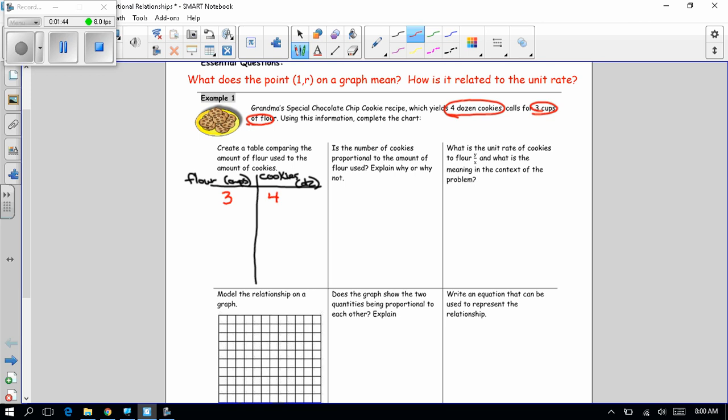Well, if I keep that ratio going, if I double that recipe, I need twice as many. 6 cups of flour then would be 8 dozen. What if I took the original recipe and I tripled that recipe? Then it would be 9 cups of flour and 12 dozen cookies. 144 cookies. It's a sucker to get fat.